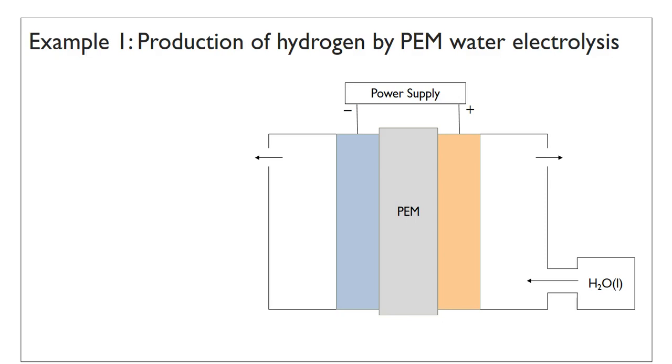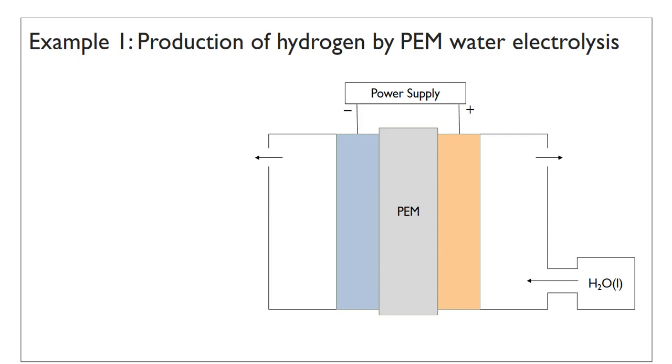Remember that there are two methods to produce hydrogen gas. The first one is steam reforming of methane, and you do need to memorize the equations for that. And the second way is electrolysis of water, which is the more expensive method. So it's not really widely used yet.